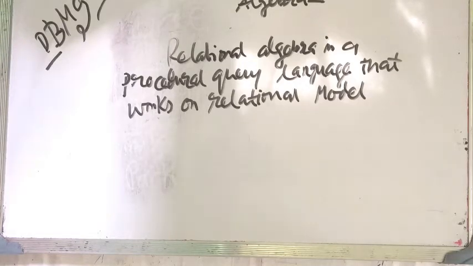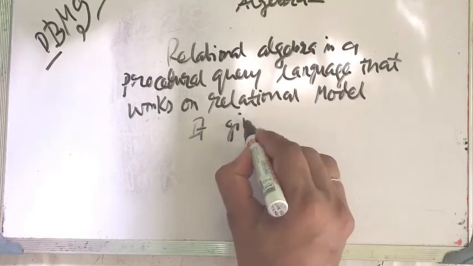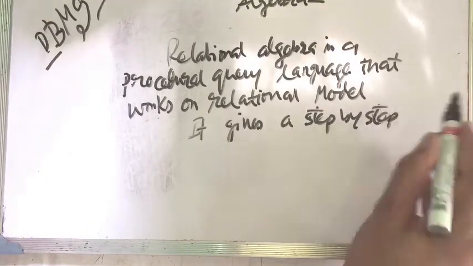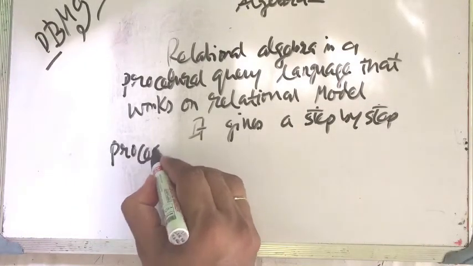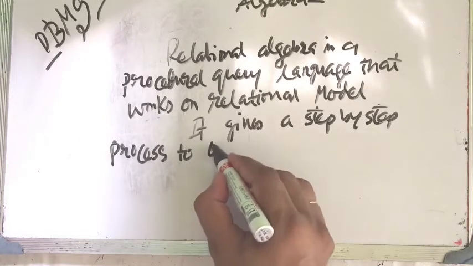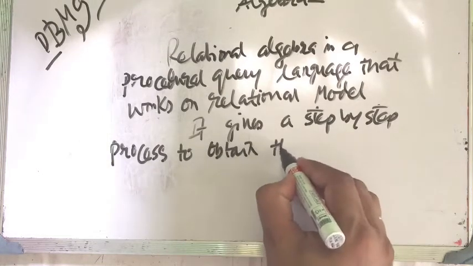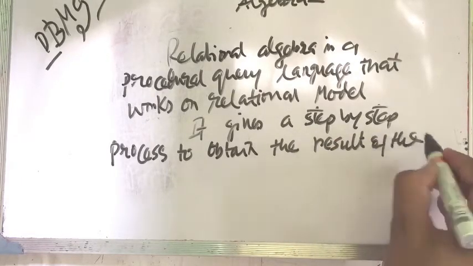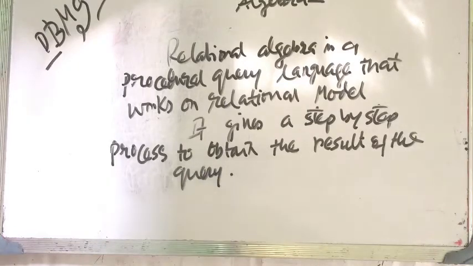Relational algebra is a procedural query language. It maintains the procedures using some operators on a relational model. It gives a step by step process to obtain the result of the query.